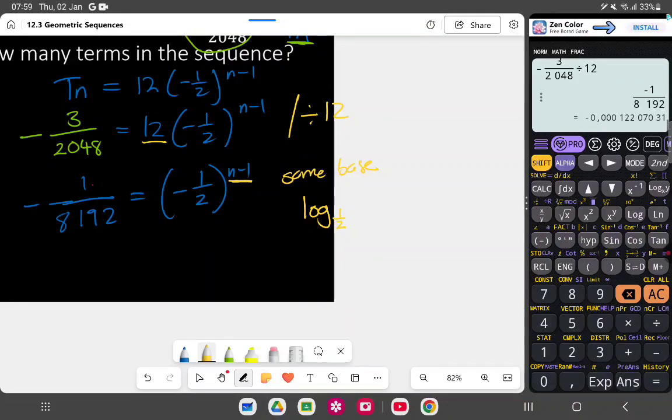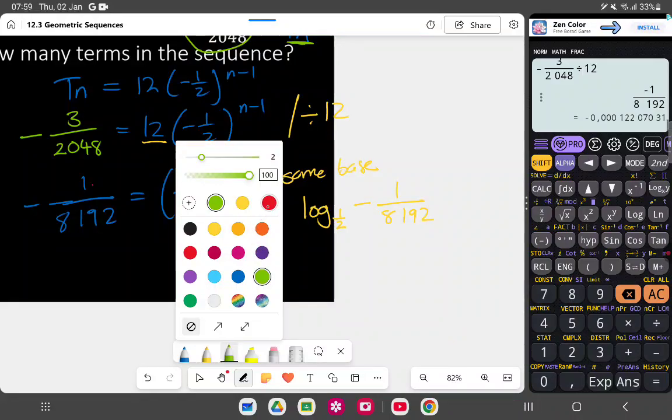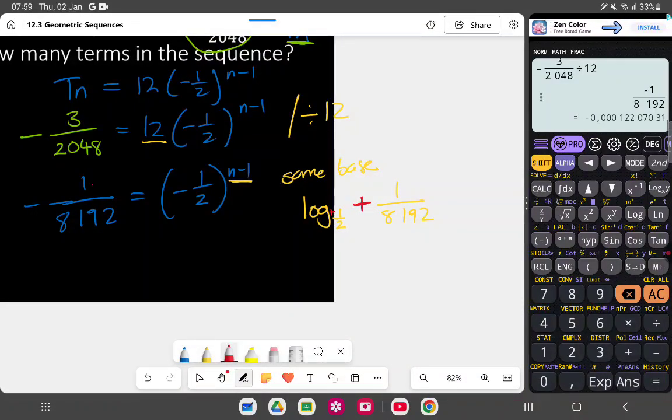Now what would happen if we put a negative number on the other side? Can I say minus 1 over 8192? Is that allowed? What was the rule? No negative signs on your logarithm. So this must be plus and this must be plus. No negative signs, okay? So everything must be positive. Go to our calculator, log a half, move to the side, 1 over 8192. And that gives us an answer of 13.